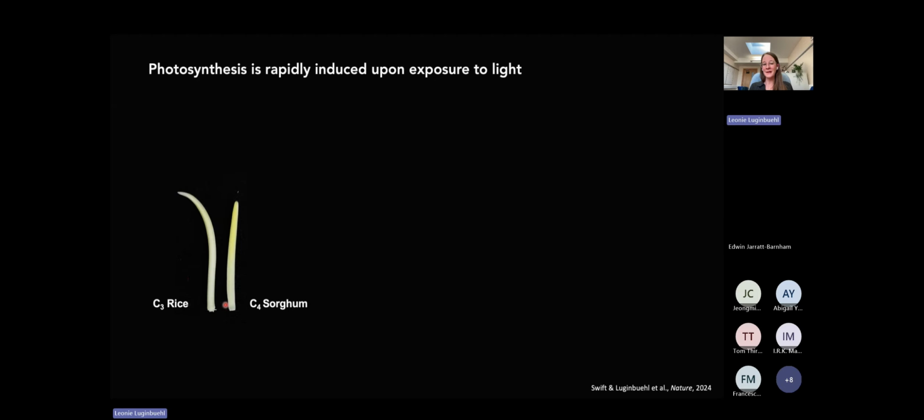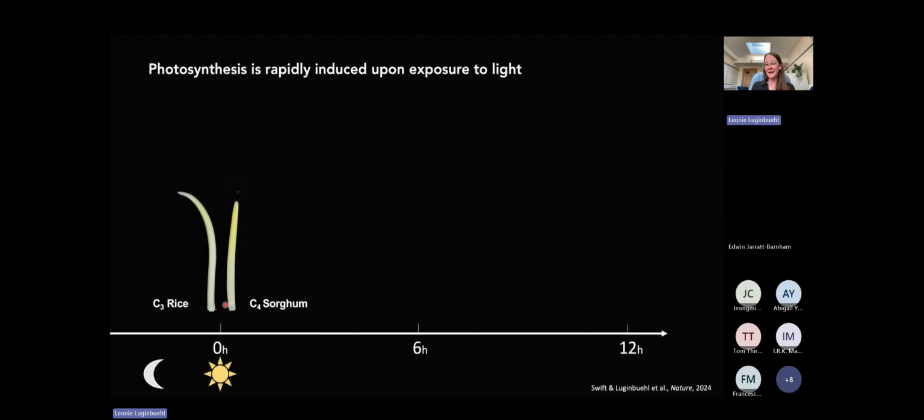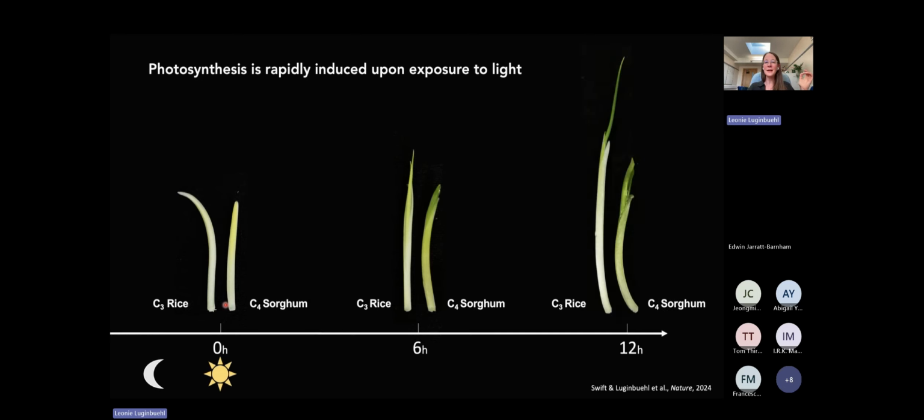They don't photosynthesize in the dark, but as soon as we expose these seedlings to light, they start greening up and they start photosynthesizing. And that's because the genes involved in photosynthesis are activated by light. Now, because this is true for both C3 and C4 plants, the real question here is then, how are photosynthesis genes switched on, for example, only in the mesophyll in rice, but then instead in sorghum in the bundle sheath?